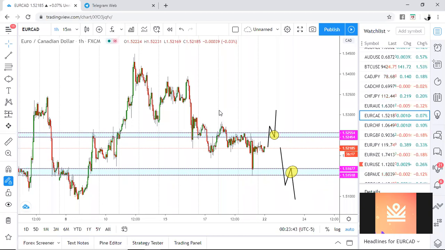Let's see here. Sorry, I'm not keeping up with the chat. What is the importance of having a 2-pip stop loss? Extremely important. Thank you, Superman, for asking.